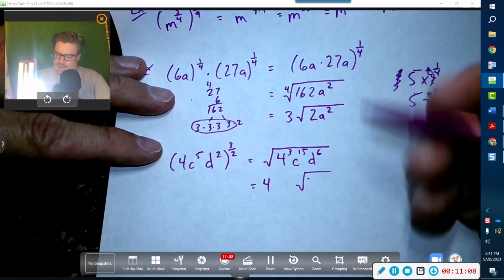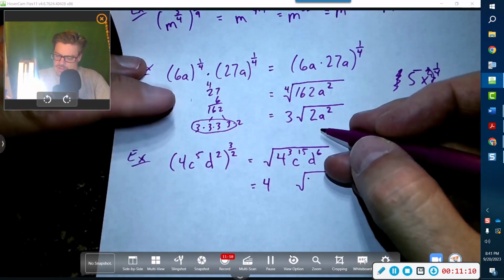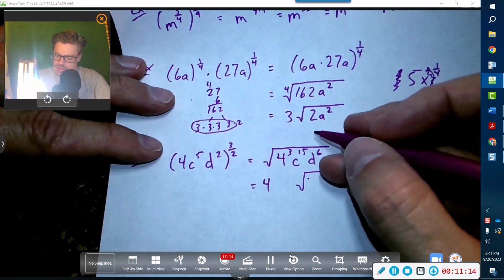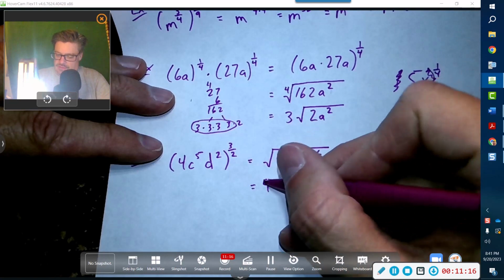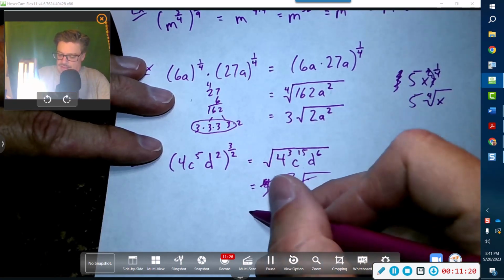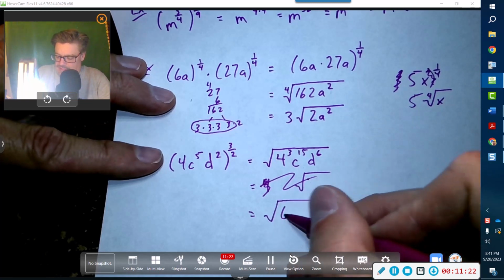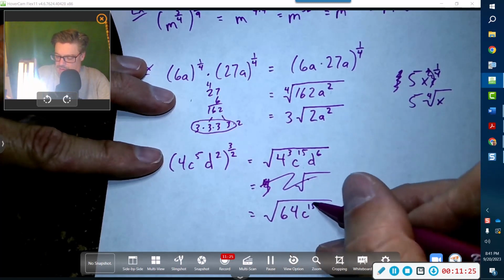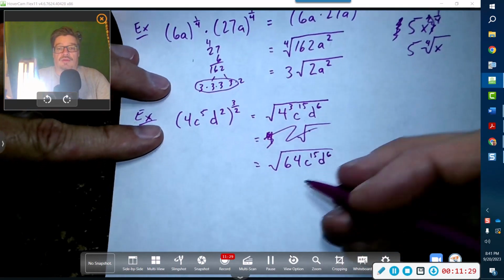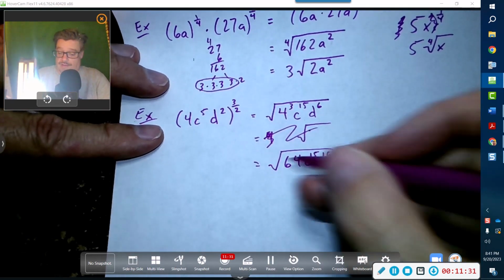Oh, wait a minute. Yeah, I mean, oh, here, just do this. This is kind of strange, because 4 to the third power is actually 64. Okay, I'm going to do this. 4 to the third power is 64. It's better if we actually figure that out, okay? Because the square root of 64 is a pair of 8s, okay?